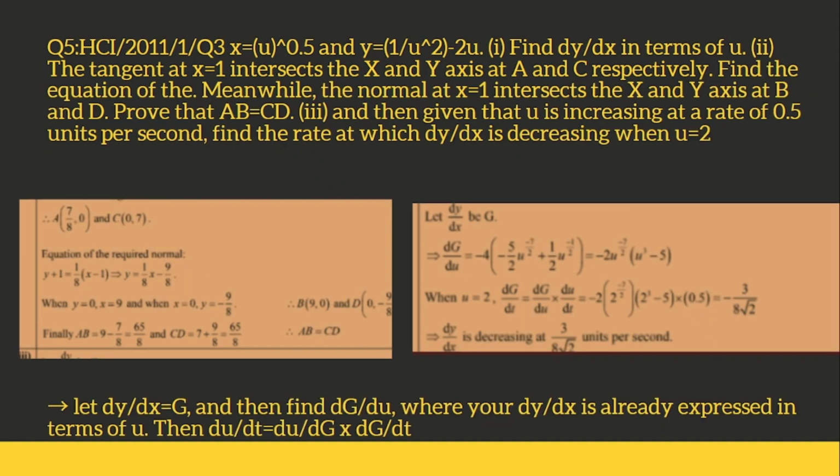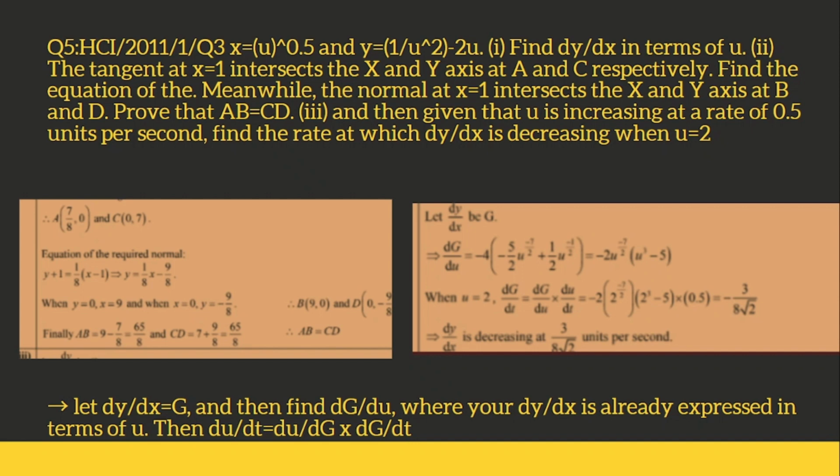Then for the next part, they want you to show that you can get the rate at which dy/dx is decreasing when u equals 2. So we let our dy/dx be g, or rather we can just differentiate the entire thing again. So you get d squared y over dx squared. You simplify and then you get minus 2 u to the power of minus 7 over 2 times u cubed minus 5. Then you just insert your u equals 2, put it inside.